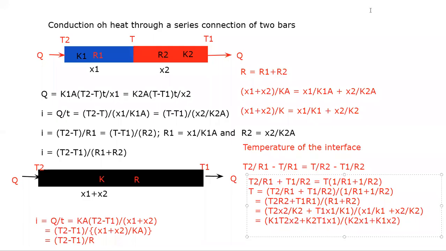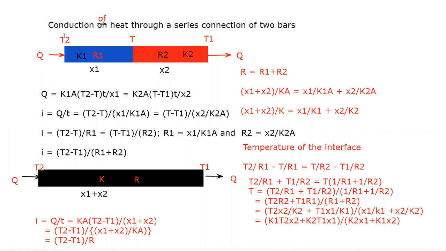The topic for today's discussion is conduction of heat through a series connection of two bars. We have two bars here of different lengths, x1 and x2, and they have different conductivities, k1 and k2, and their thermal resistances are R1 and R2 respectively. Q amount of heat flows through this end and comes out through this end.